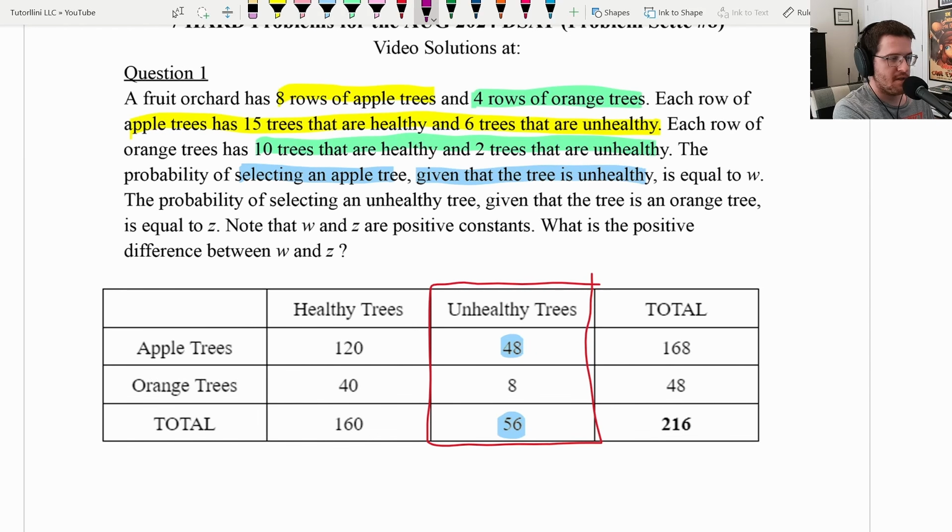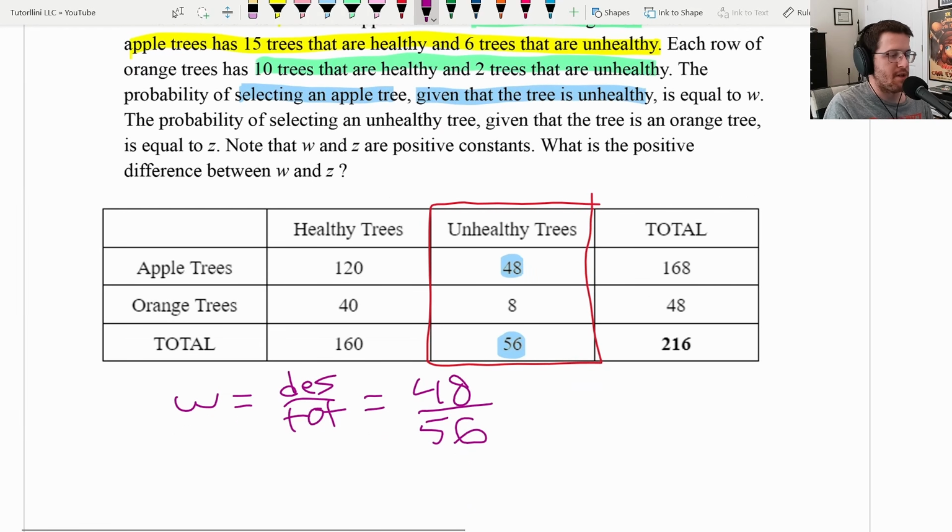So they said that value was W. So W is the desired over the total in that target group, which is 48 over 56. You can simplify that, but let's not worry about that right now. Okay. Now we'll look at what the second part's talking about. So the probability of selecting an unhealthy tree given that the tree is an orange tree. Okay, so now that word given tells me the target group, so I should be looking at just the orange trees. So I'm going to put another box around just the orange trees.